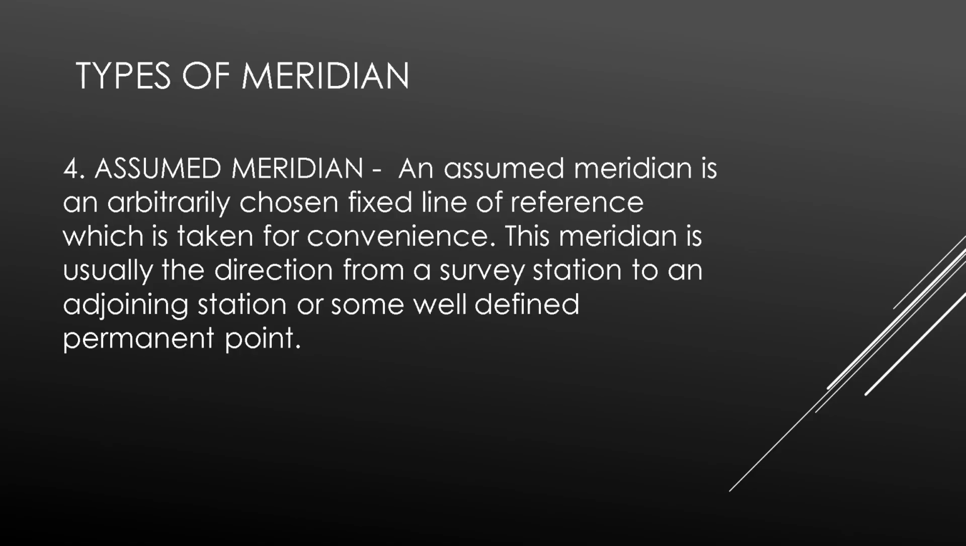It may also be based on the direction toward a well-defined permanent point, such as a prominent building, monument, or other easily identifiable landmark. Once this reference direction is selected, the surveyor can use it to measure and record the bearings or directions of other survey lines within the project.